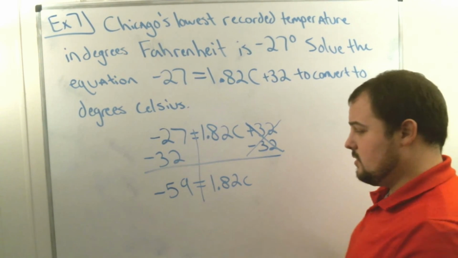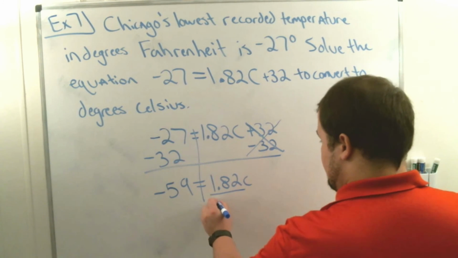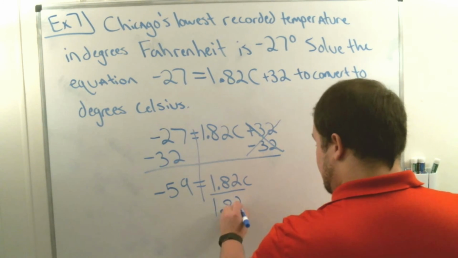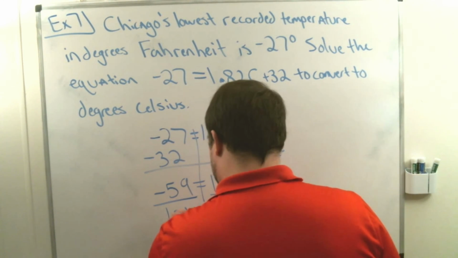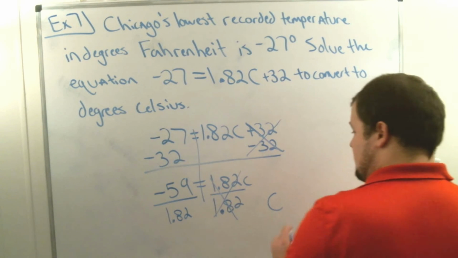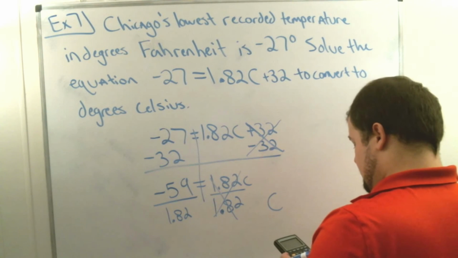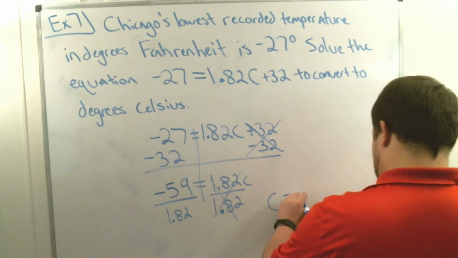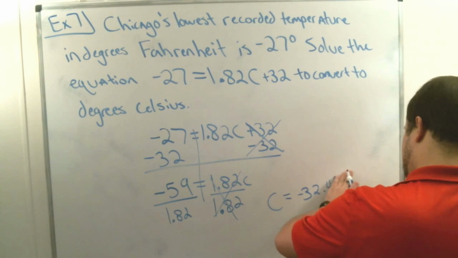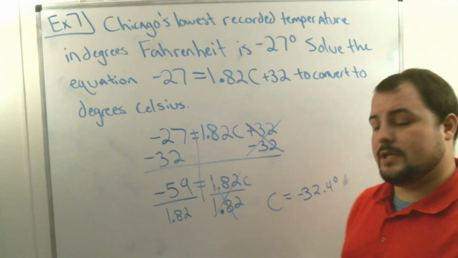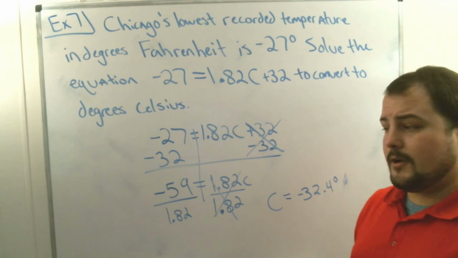The only thing we have left to do is get rid of this number that's next to the variable, and it's multiplying. To get rid of multiplication, we do division, so we're going to divide by 1.82, divide by 1.82. This cancels out, and we'll get C. I'm going to go ahead and solve negative 59 divided by 1.82, which is equal to negative 32.4 degrees Celsius. So this temperature would be negative 32.4 degrees Celsius if it was negative 27 degrees Fahrenheit.